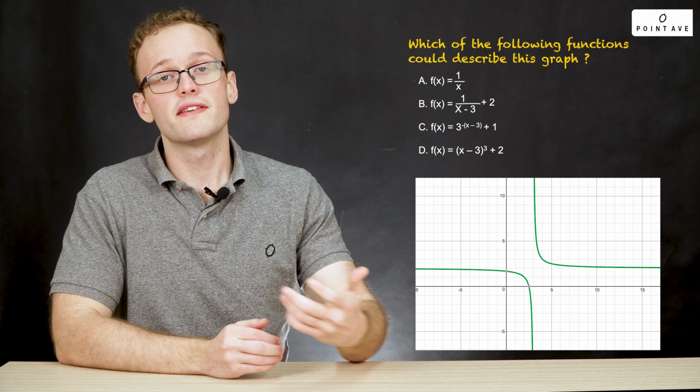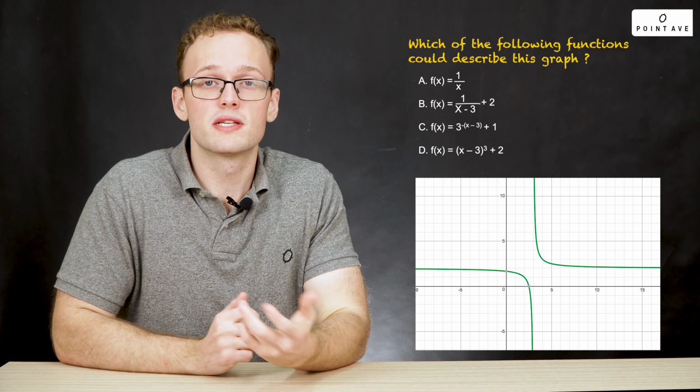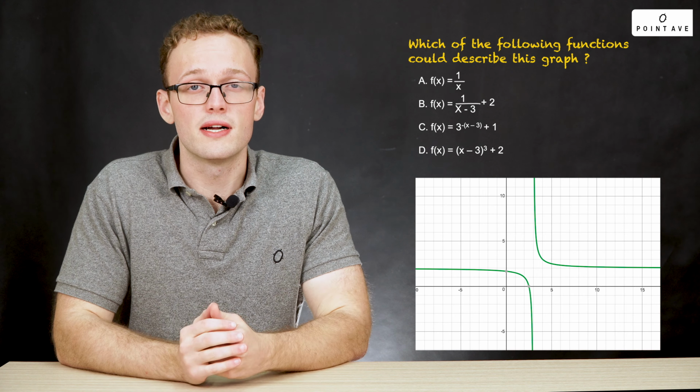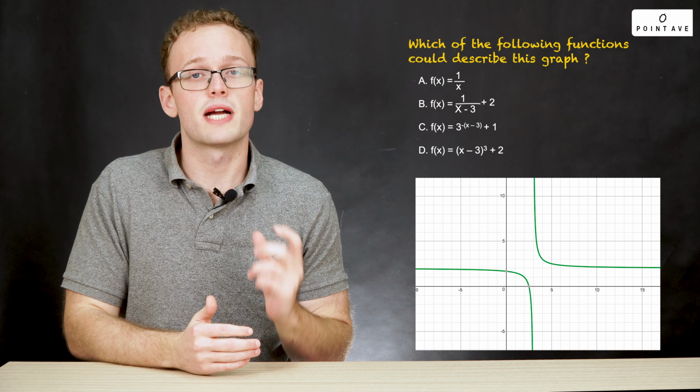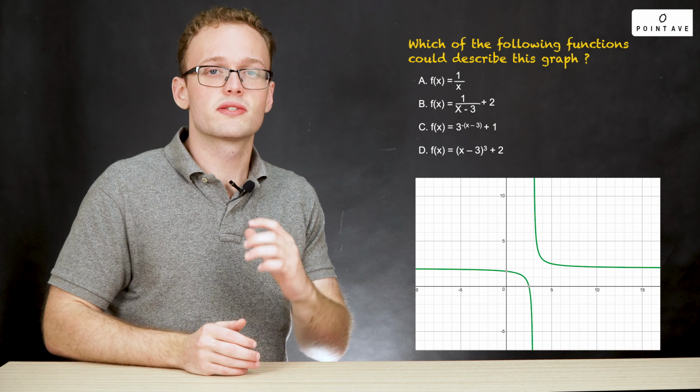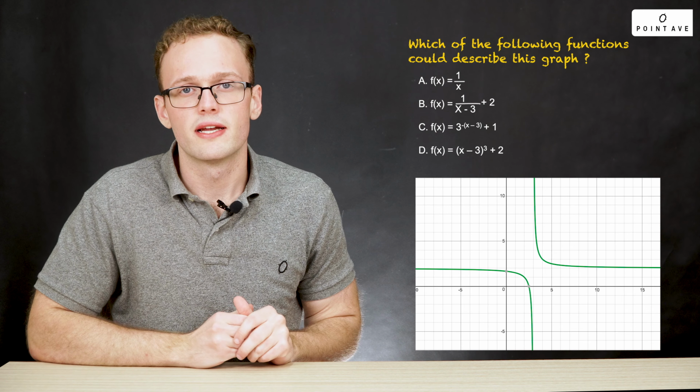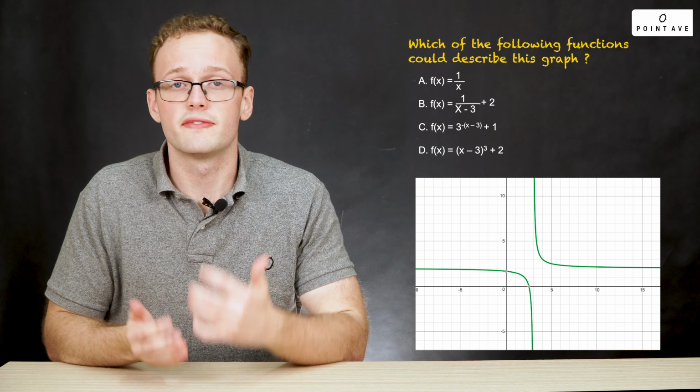Again, we're matching a graph with its functions. So what do we recognize from this graph? Well, you should recognize the strange form, the shape it takes, as that of a rational function. You can look at this strange mirrored boomerang shape, which is something that you only see for rational functions.